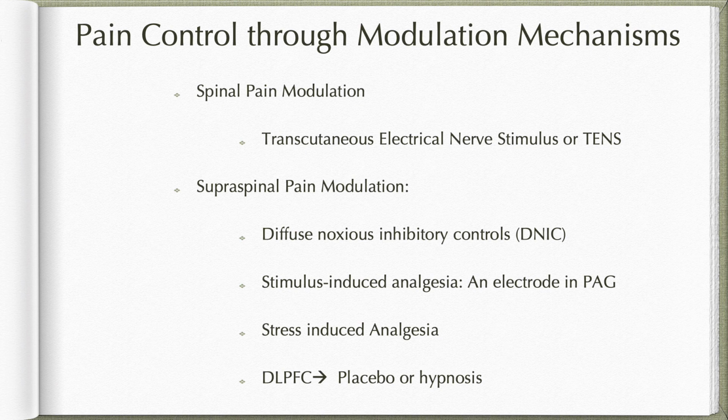Dorsolateral prefrontal cortex is an area amenable to suggestion, and this can activate the periaqueductal gray input to the nucleus raphe magnus through its connections with anterior cingulate cortex. This forms the basis for reduction of pain by using placebos and hypnosis.